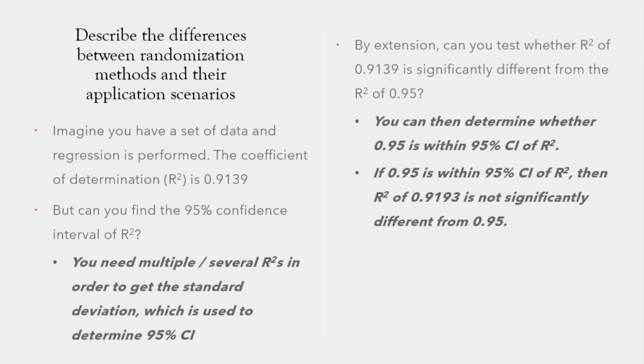In order to find the 95% confidence interval of R2, you need several R2s in order to get the standard deviation, which is used to determine 95% CI. Then by extension, you can then determine whether 0.95 is within 95% CI of R2. If 0.95 is within 95% CI of R2, then R2 of 0.9139 is not significantly different from 0.95. So the problem is then how to get several R-squares?